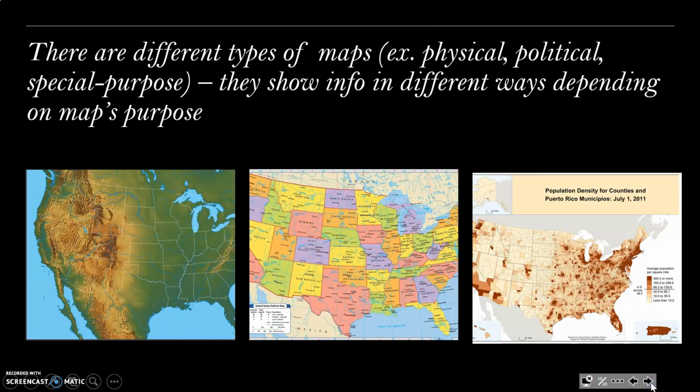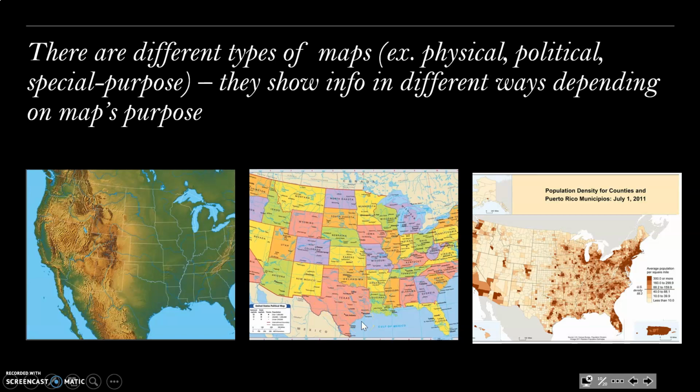There are different types of maps. For example, there's physical maps, as shown here. This shows rivers, plains, mountain ranges, lakes. You can have a political map. Those show different states or territories, and they're usually shown by color. This one also shows capitals and major cities.